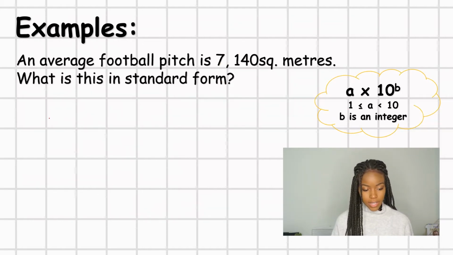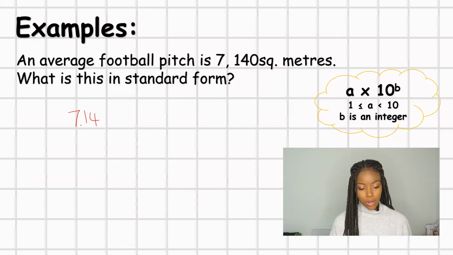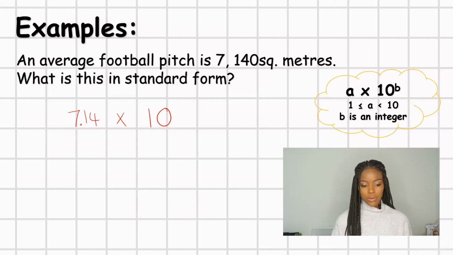So we have 7 here, but we can't forget about the 1 and 4. But we can't write 714. So we would write 7.14 because that is the only number that is between 1 and 10. We have our A as 7.14, and we're multiplying that by 10 to the power of B, where B is a positive or negative integer. So the first thing that we think of is, do we want this to get bigger or smaller? Well, currently we have 7.14 and we want 7,140. So we want it to get bigger.